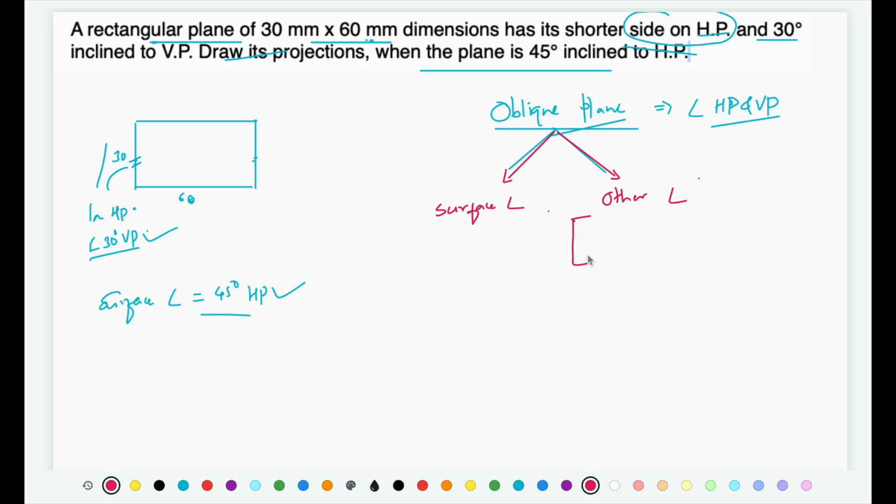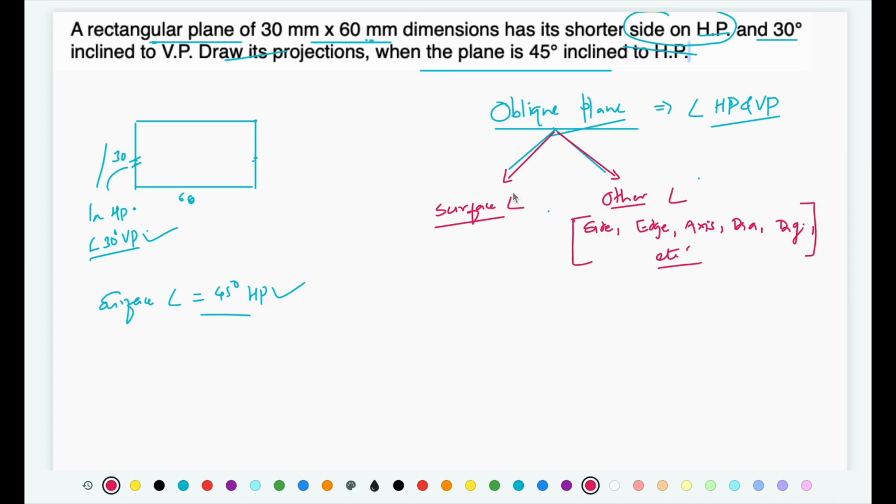In that inclination, it could be inclination of the side, inclination of the edge, inclination of axis, inclination of diameter, inclination of diagonal, etc. It could be anything out of these. So when the inclination of the plane is given, we need to identify the surface inclination and the other inclination.